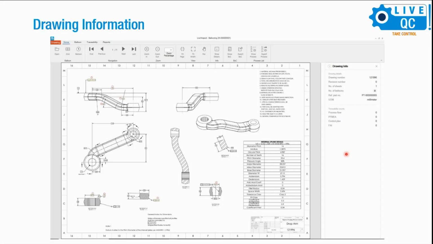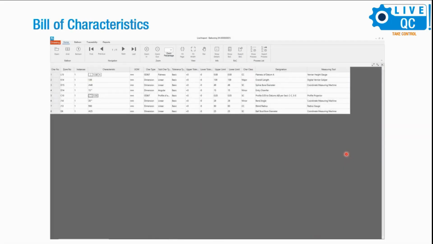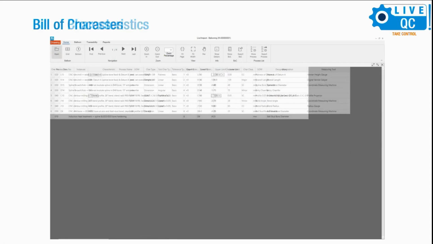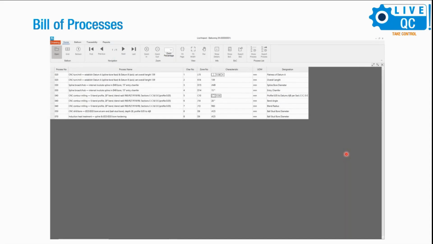The control plan is not yet done. The FAI is not there. We have only put the drawing information. Now the bill of characteristics, we have put it together directly from your balloon drawing. You get your BOC. After you get the BOC, the bill of process is coming in because you just entered that.